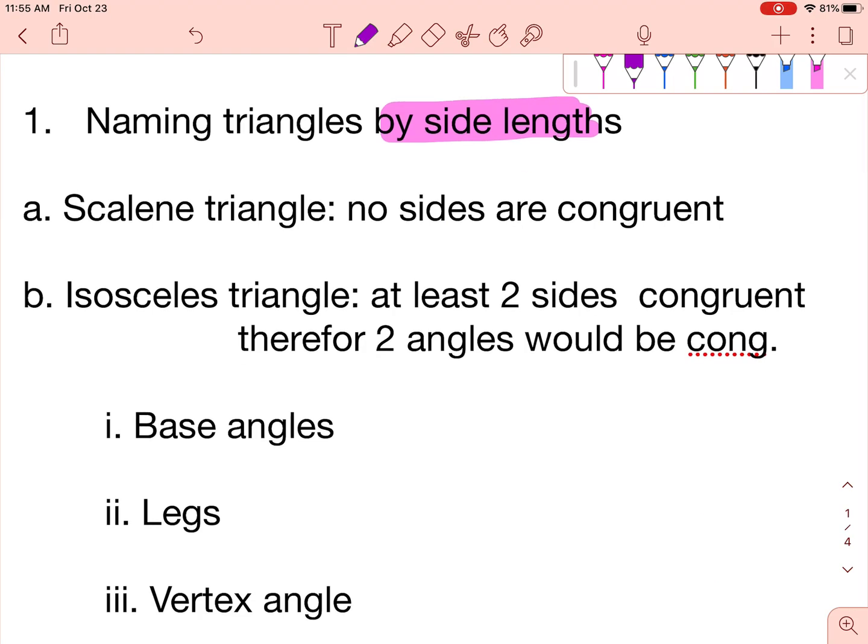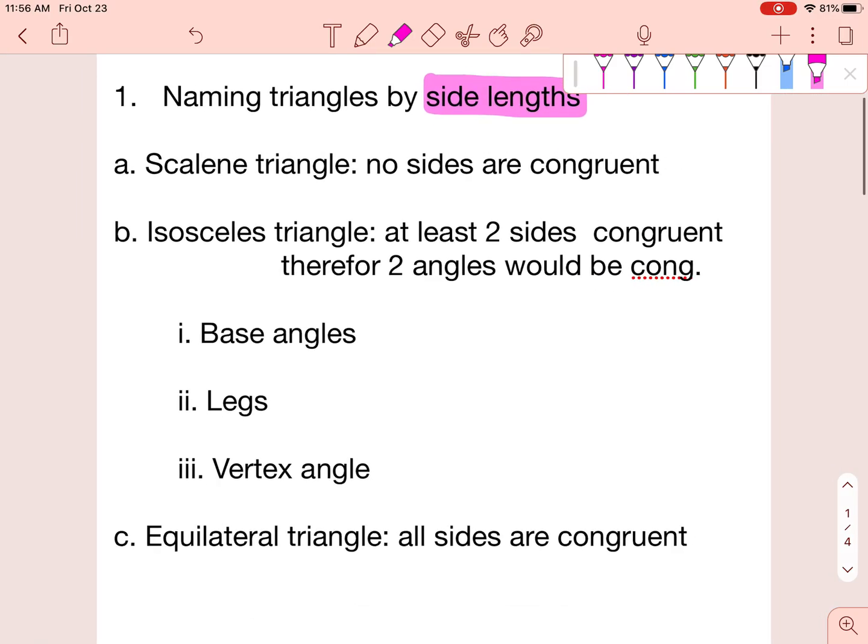So the first thing we're going to talk about is making sure we're able to name triangles by their side lengths. I'm sure you've heard these terms before, but there are three ways to name a triangle by its side lengths. There's a scalene triangle, so if we just know the side lengths, we can call it scalene if none of the sides are congruent. For example, if you see a triangle where this side is 7, this side is 3, and I don't know, this side is 5, we know that is a scalene triangle.